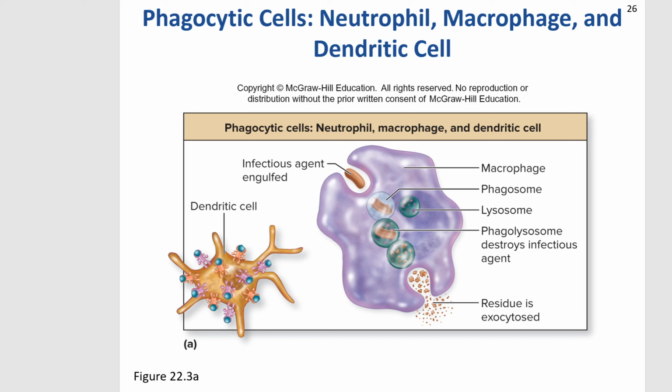So you can see here's a dendritic cell versus a macrophage. Okay, so it takes it in and basically takes something in, some kind of infectious agent. It might be a viral particle. It might be a bacteria, which this is a bacteria.